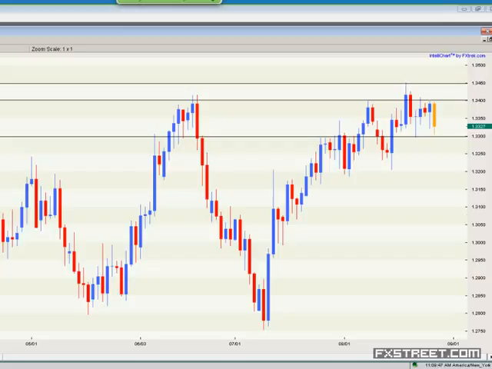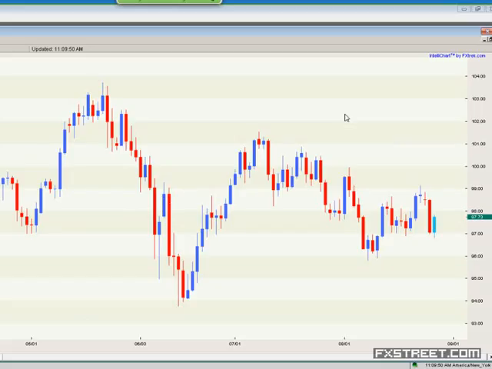Yen is, even though it's having a good day today, right? Even though yen is having a good day today, it is still on a longer-term basis just really ugly and bearish. Because if you look at this trend line, what do we have here in the yen? We have basically a series of lower highs.